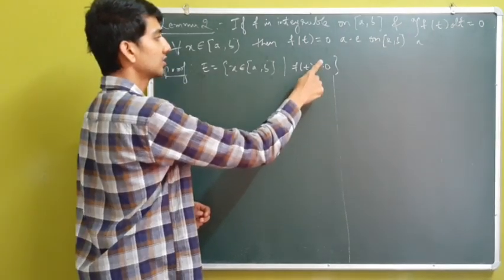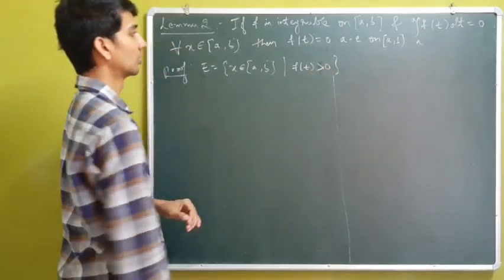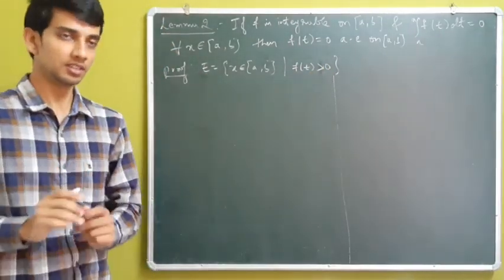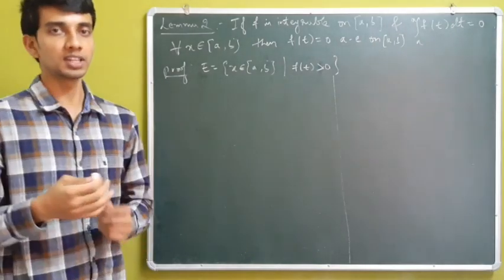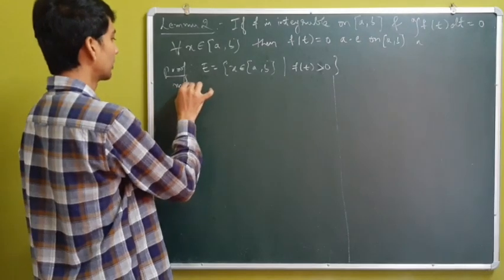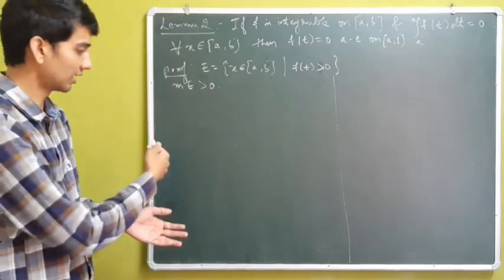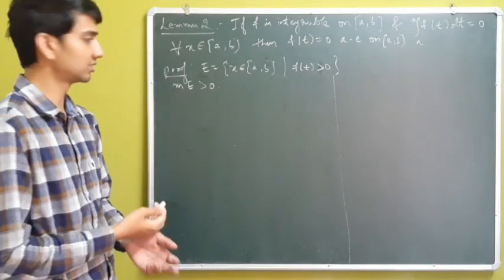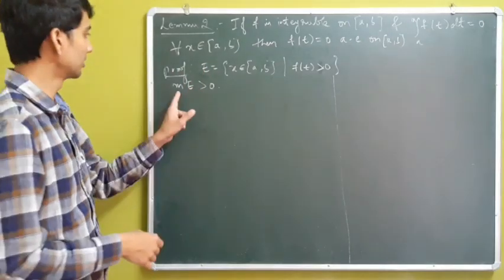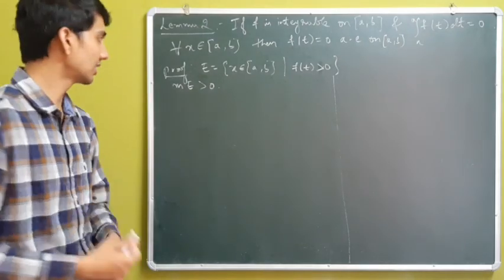For the first case, I will prove it in the case that f(t) is greater than 0. Now I need to prove that the measure of E is 0, and the proof is by the method of contradiction. So we will assume, suppose, that the measure of E is greater than 0, and I will arrive at some contradiction.